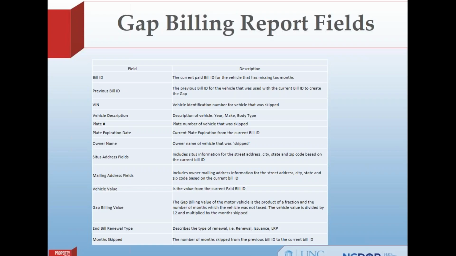And then we have the end bill renewal type. It describes the type of renewal, whether it was a renewal or issuance or LRP. And then we have the number of months skipped. Yes, we use that number of months skipped times 1/12 of the vehicle value to get the gap billing value.